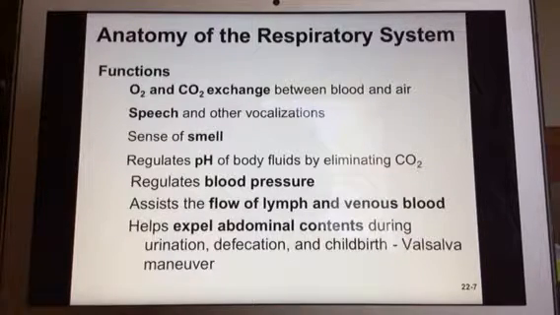Carbon dioxide, if it builds up in the body, will form an acid, carbonic acid, and then that would make all of our tissues become acidic. Also regulation of blood pressure to help with the flow of lymph and venous blood. And during certain times, urination, defecation, and childbirth, the respiratory system helps to expel the contents of the abdomen.